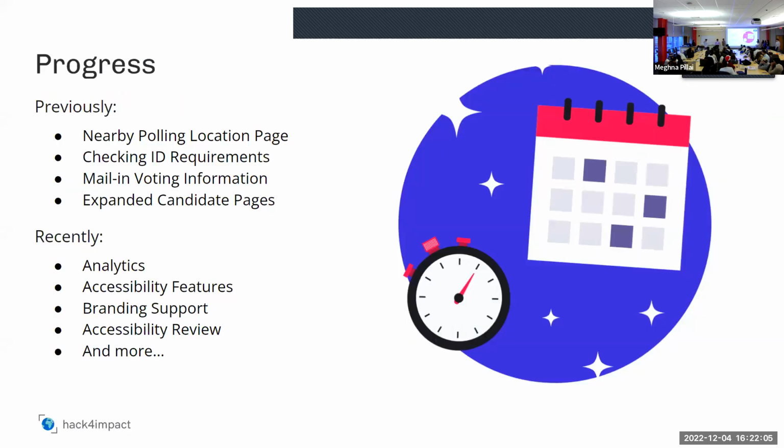Actually, we'll talk about what we're working on first. Before at MPC, we talked a little bit about how we implemented the nearby polling places page, the ability to check your ID requirements for your state, and display mail-in voting information, and we added to the candidates page with endorsements and social links. But recently, we've been working on analytics for the midterm elections, which Kush will talk about. We've been working on accessibility features like the text size slider, as well as language support. We've also been working on branding with a responsive footer, and we've done an accessibility review, which is essentially just checking out what accessibility fixes we still have left in the application.